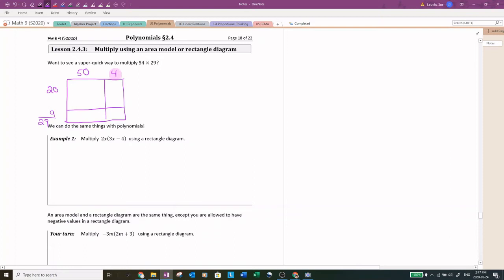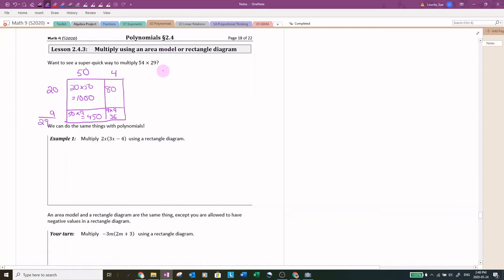All right? Now, 20 times 50. Well, 2 times 5 is 10, and then I have 2 more zeros, so that makes this 1,000. So it's 20 times 50 equals 10 and 2 zeros. This is 4 times 20, which is 8 and a 0, 80. This is 50 times 9, which is 5 times 9 is 45, and then add the 0, so 450. And this one is just 4 times 9, which is 36.